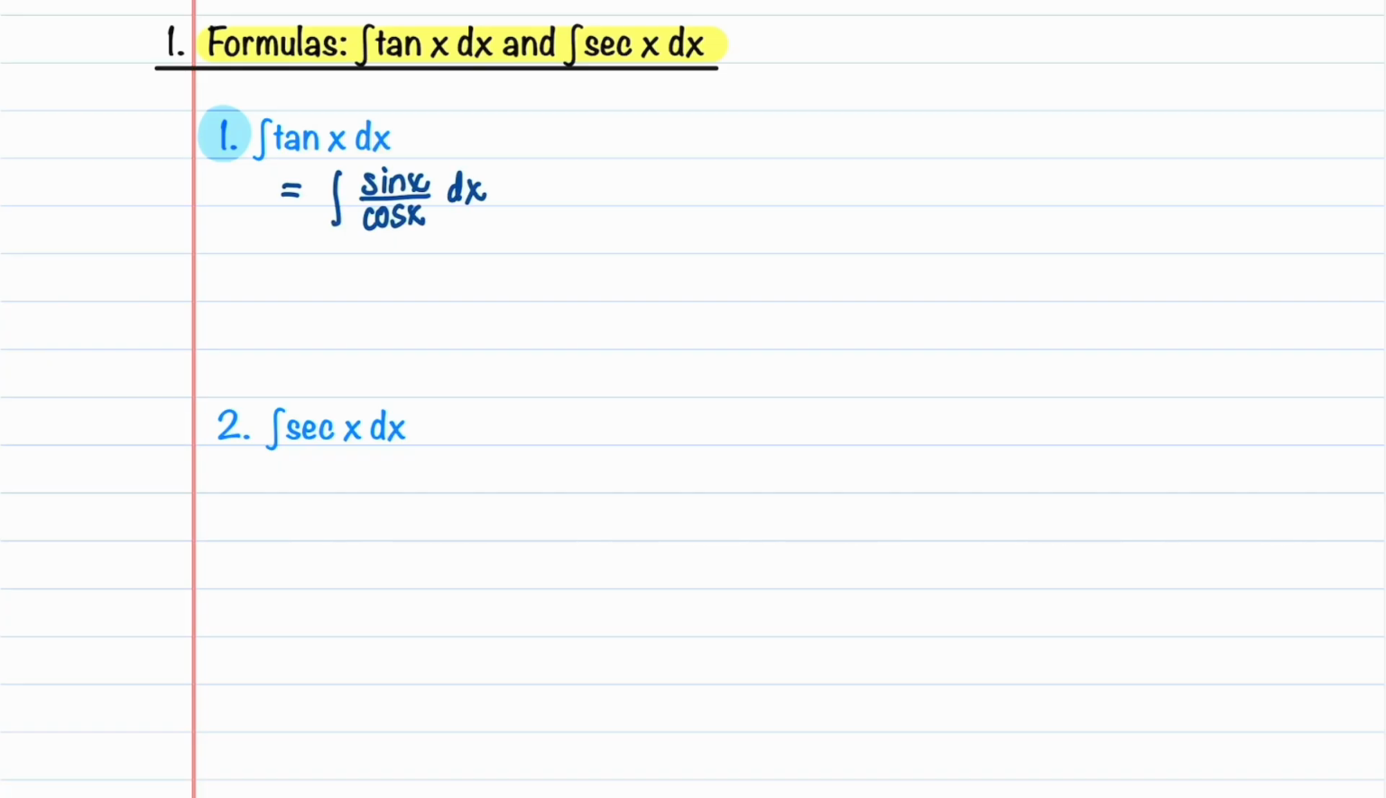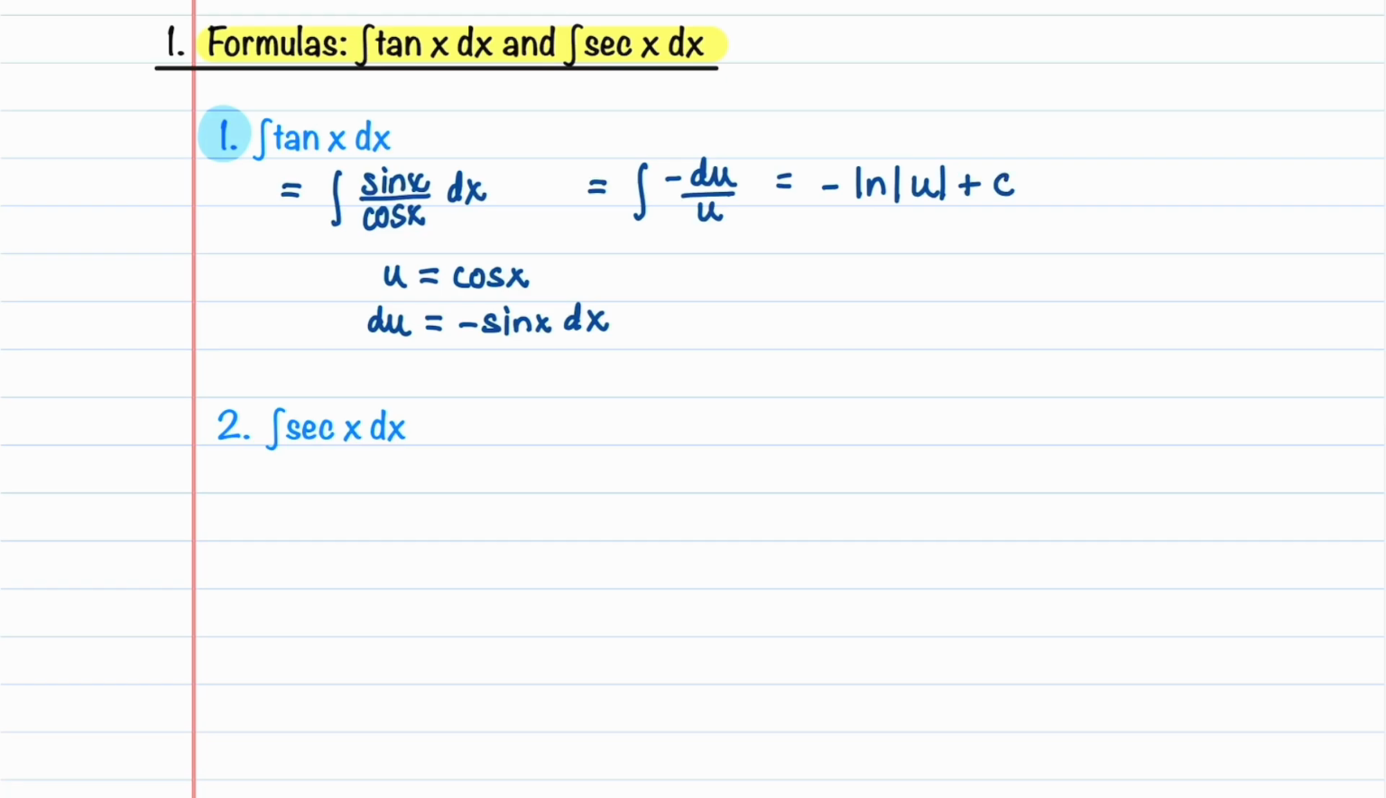We can then use u-substitution and let u be equal to cosine x. The reason that we're doing this is that du then is minus sine x dx, and we have that in the numerator. Let's go ahead and plug this in. This gives us the integral. We have to watch out for the minus sign. We have a minus du all over u. We know how to integrate that. That's just minus natural log absolute value of u plus c.